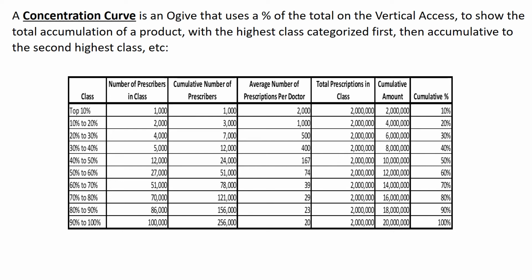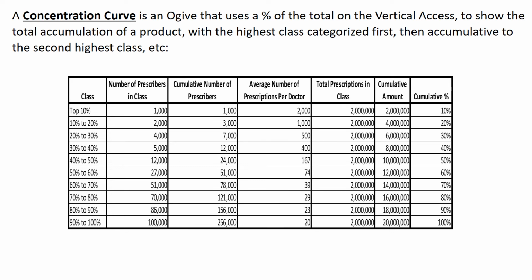You can see on the third column from the left, cumulative number of prescribers within each percentage. And that percentage is the average number of prescriptions per doctor. So in other words, 1,000 doctors do 2,000 prescriptions a year each. If I multiply 1,000 doctors times 2,000 prescriptions per doctor, that's 2 million.